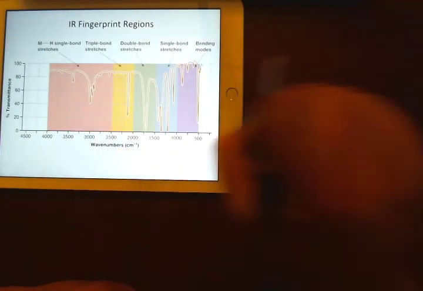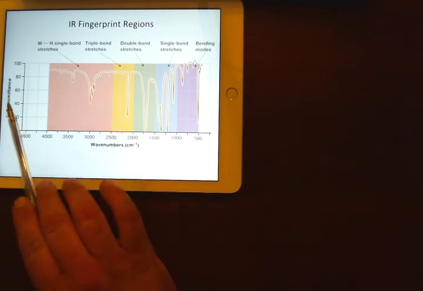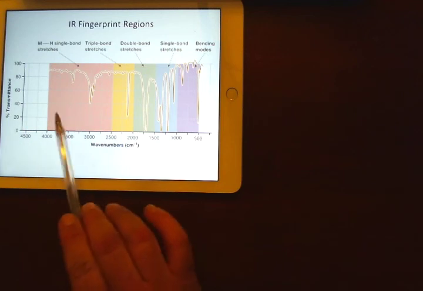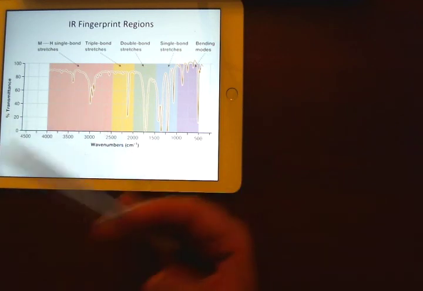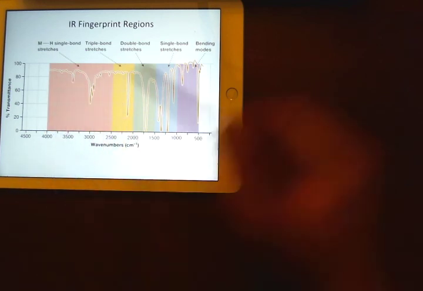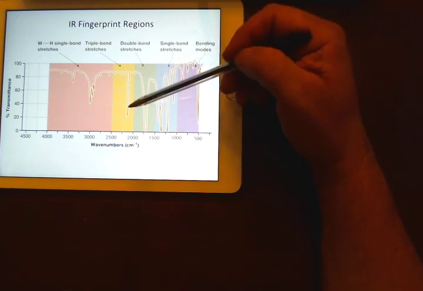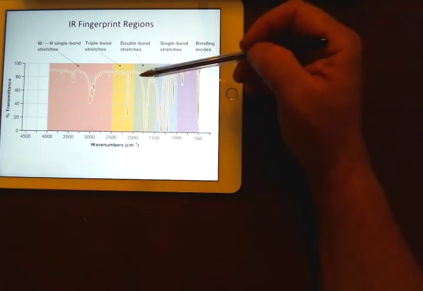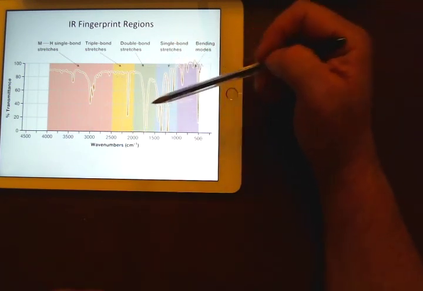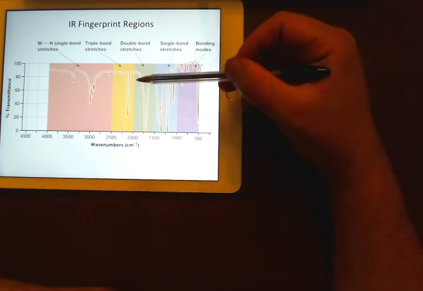Now, again, you don't have to memorize this chart. What you can do is look at this here. This part here, from 2500 on up, these are things bonded to hydrogen. So CH bonds, OH bonds, NH bonds, anything bonded to hydrogen is in this region. In this 2000 to 2500 region, these are anything that has a triple bond, so C triple bond N, C triple bond C, things like that. From 1500 to 2000, that's the double bond region. So 1700, right? That's for C double bond O. That's right in here.